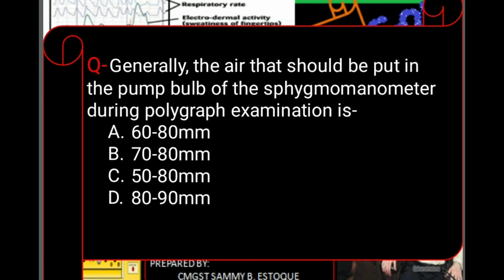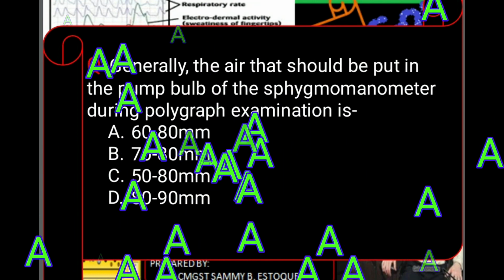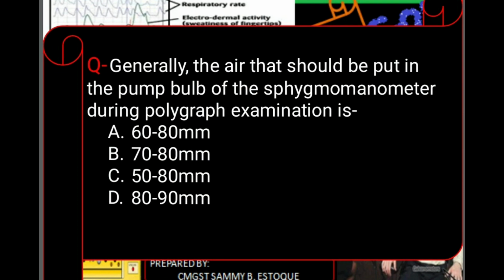Okay, so generally, sabing ganun, no? So, hindi po binanggit kung lalaki or babae. So, yun po ay 60 to 80 mm. Okay? Kasi yung babae po is 60 to 70 at yung lalaki naman po ay 70 to 80. Okay? So, yun po yung nilalagay po na hangin doon po sa arm cuff. Okay? At binabasa yon doon sa tinatawag na sphygmomanometer. Okay? Yan. Next question.